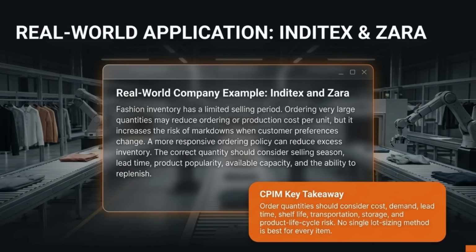Real-world company example: Inditex and Zara. Fashion inventory has a limited selling period. Ordering very large quantities may reduce ordering or production cost per unit, but it increases the risk of markdowns when customer preferences change. A more responsive ordering policy can reduce excess inventory. The correct quantity should consider selling season, lead time, product popularity, available capacity, and the ability to replenish. CPIM key takeaway. Order quantities should consider cost, demand, lead time, shelf life, transportation, storage, and product lifecycle risk.